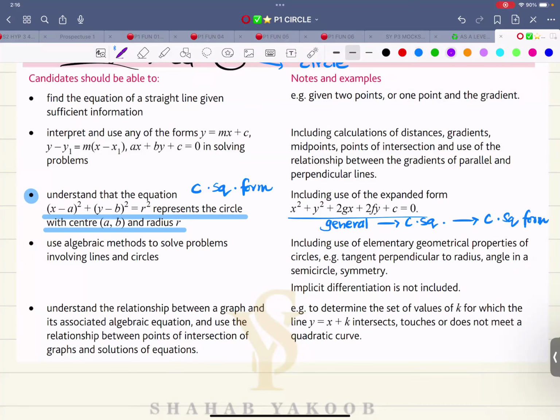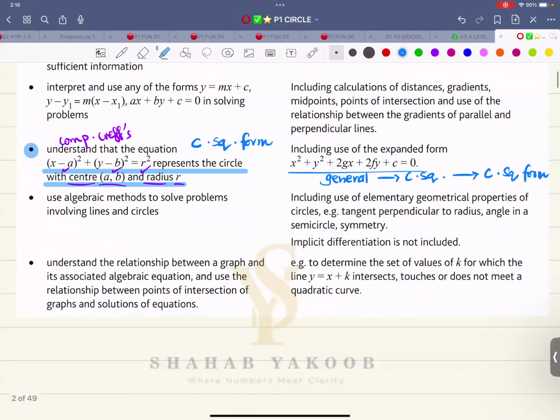Why is this form necessary? Because basically we would use comparing coefficients and then we'll find the value of a, we'll find the value of b, we'll find the value of r. (a, b) is the center of the circle and the radius is r units. So that's the first basic idea.